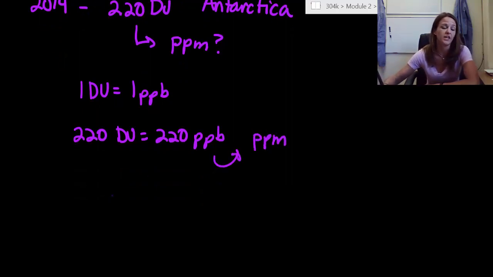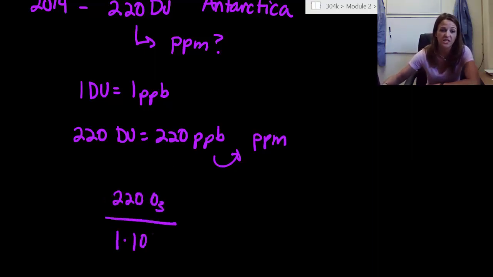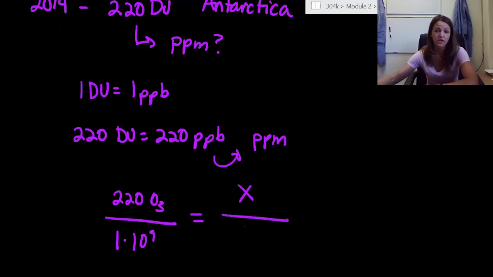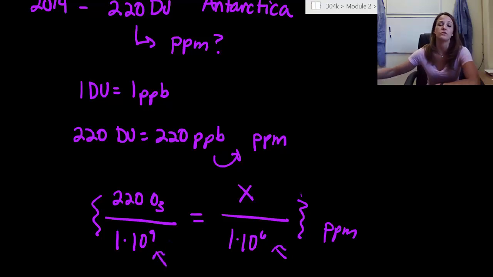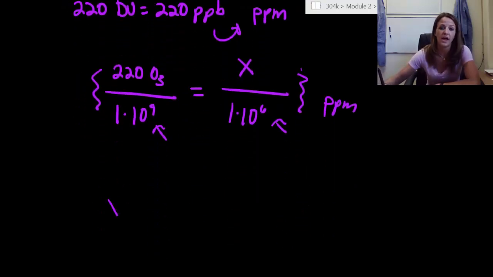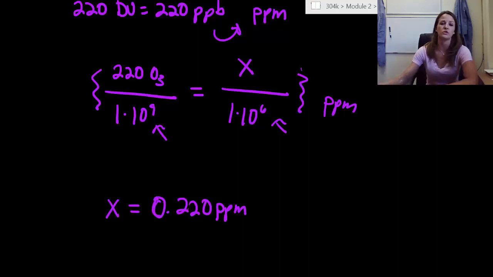And so the best way to do that is just to set up 2 relative fractions. So 220 pieces of ozone per a billion, so 1 times 10 to the 9th molecules of air, is equivalent to, I'm just going to use an algebraic x, all over million, 1 times 10 to the 6th. So we are saying here 220 parts per billion, and we're trying to convert to an equivalent number in parts per million. So we use million down here, billion down here. And if you solve that out properly, you would then see that x would be equal to 0.220 ppm.